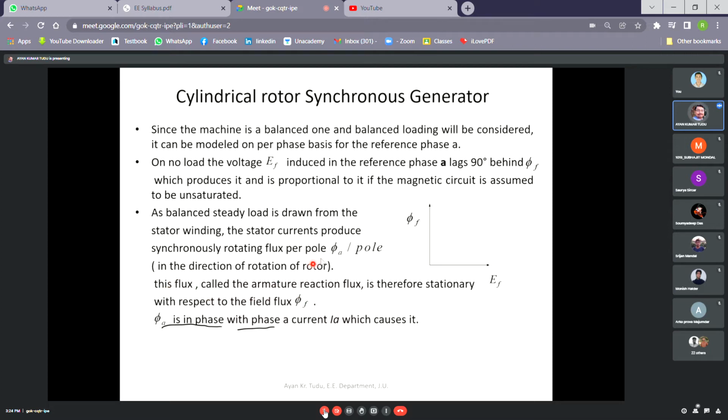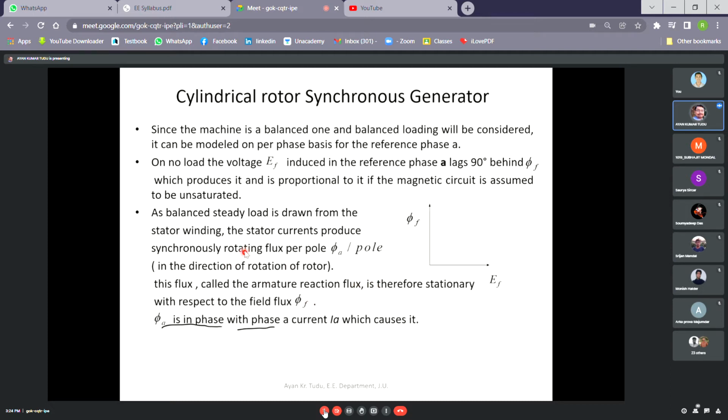This flux, phi a per pole, is called the armature reaction flux and is therefore stationary with respect to the field flux. That means the armature reaction flux will be at a certain angle to the field flux, and it will always be stationary with respect to the field flux. The angle between the field flux and the armature reaction flux will always remain the same.